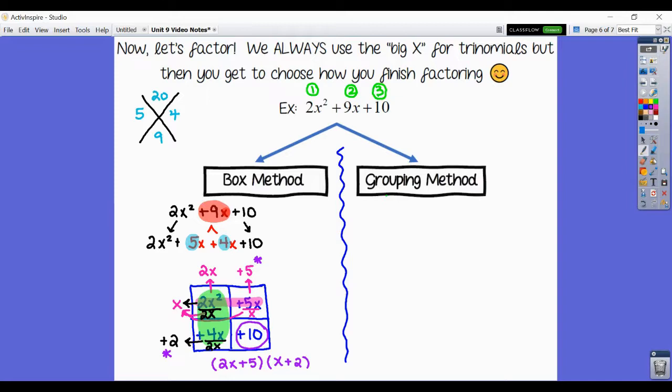For grouping method, we do the same exact first two steps. So I'm going to rewrite 2x squared plus 9x plus 10, and I'm going to split that middle term up. That 9x term becomes now 5x and 4x. Added, those are still 9, but it creates 4 terms for us, which we need for both methods. For grouping method, you divide this whole problem in half.